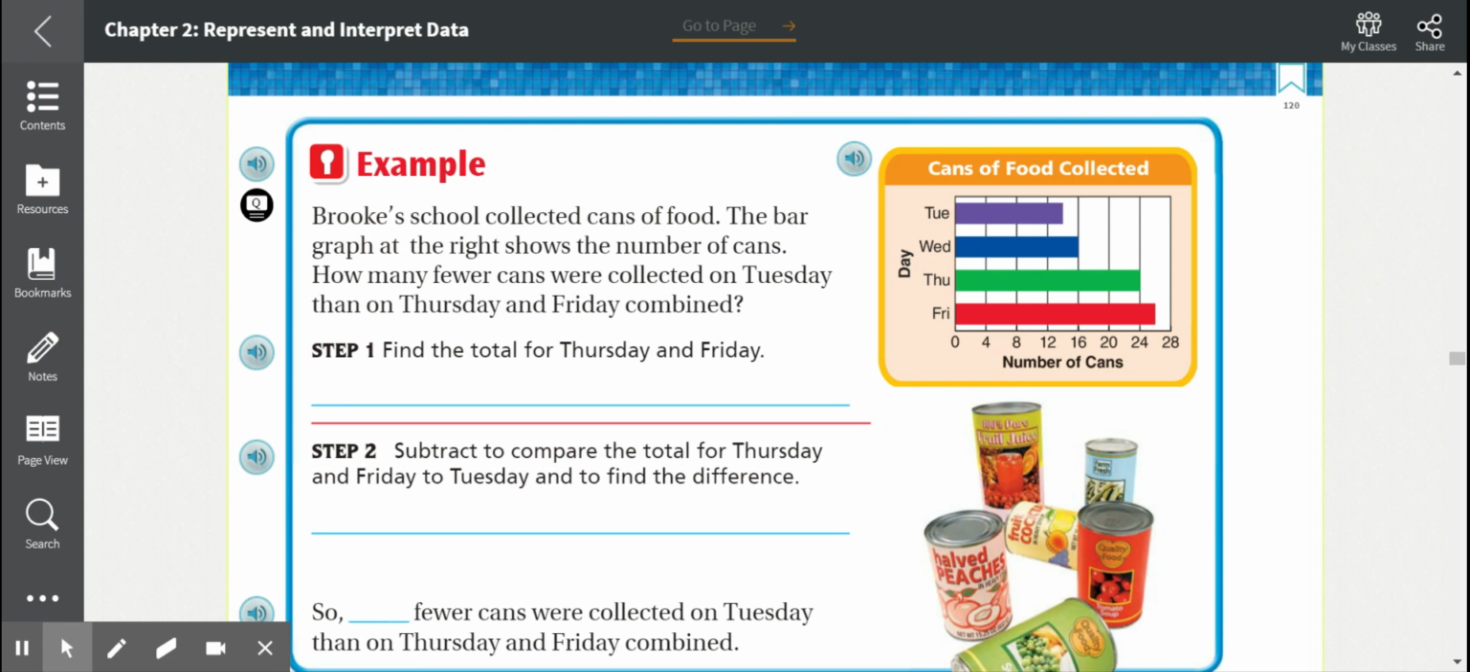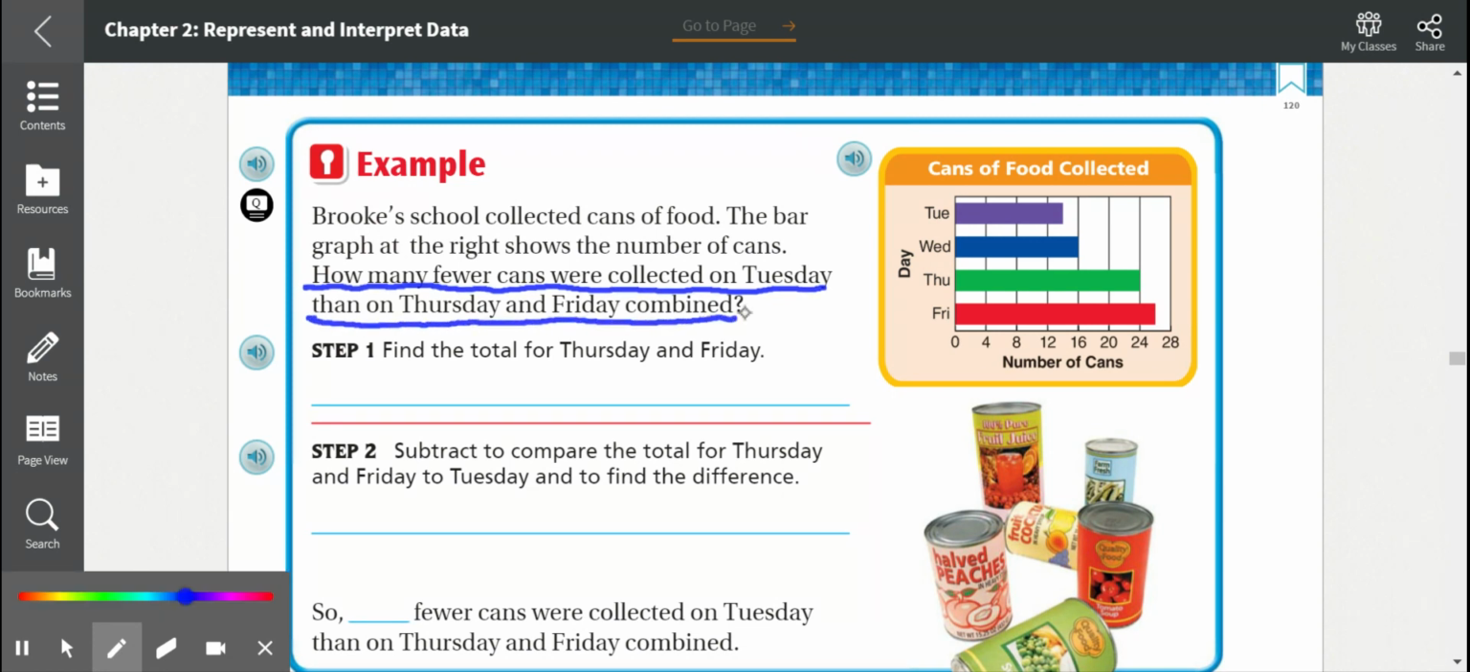Okay. Brooks School collected cans of food. The bar graph at the right shows the number of cans. How many fewer cans were collected on Tuesday than on Thursday and Friday combined? Let's underline what we need to figure out. How many fewer cans were collected on Tuesday than on Thursday and Friday combined? So how many fewer? Those are keywords for subtraction. Combined. That's a keyword for addition.